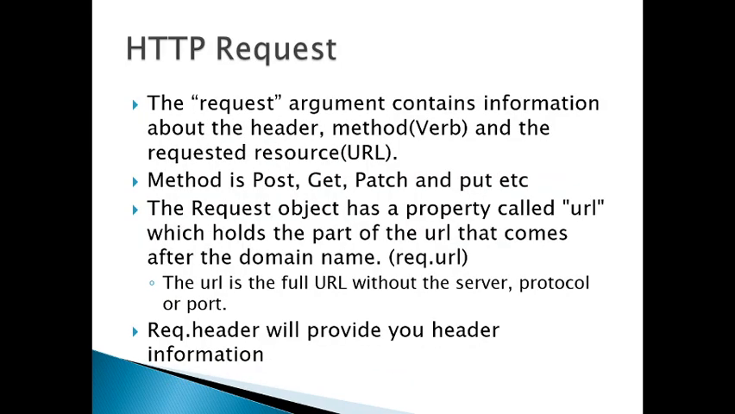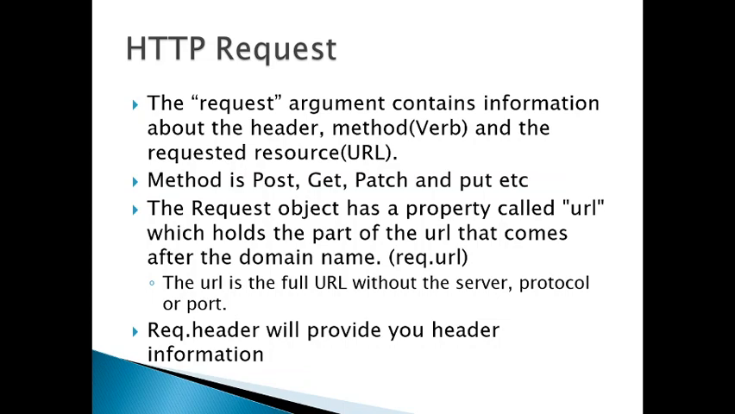It has two parameters. The callback has two parameters. One is the request object and second is the response object. We will see one by one. We will see first the request object, what are its properties, what are its arguments, and then we will see the response object. The HTTP request object argument contains information about header, method, and requested URL.